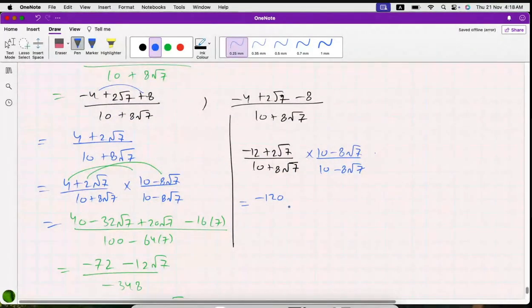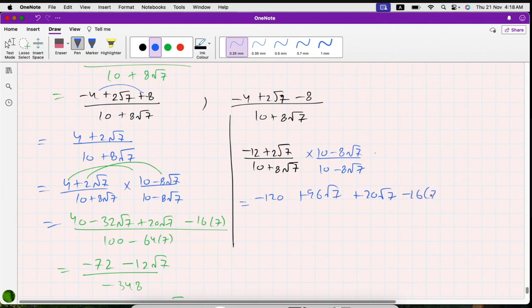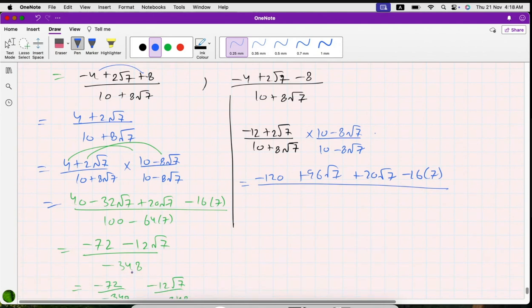Should I complete this? Yeah. So 12 into 10 is 120, and minus minus plus, 12 times 8 is 96 square root 7. Now 10 into 2 is 20 square root 7, and 2 times 8 is negative 16 into 7. And the denominator, I could just copy, this would be 348, because the denominator on the left hand side is the same. So that's negative 348.